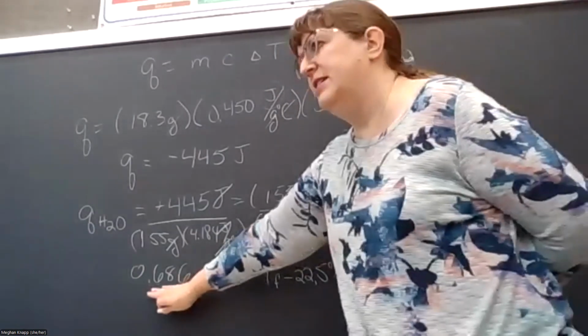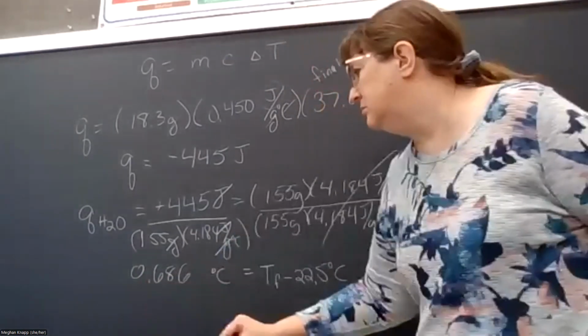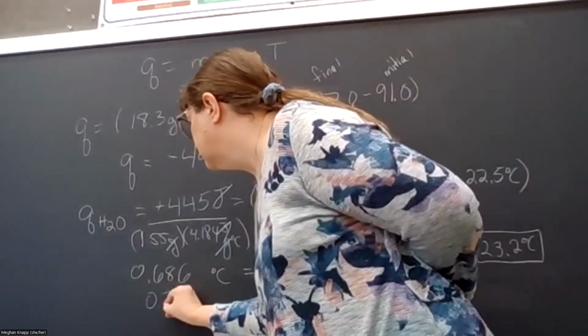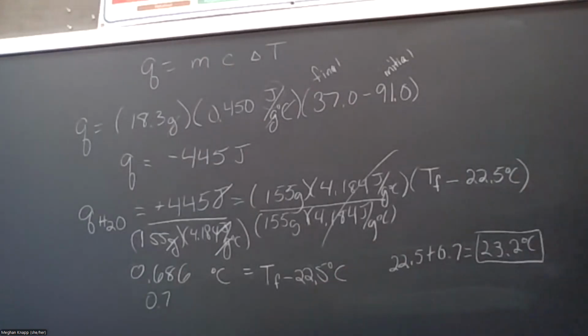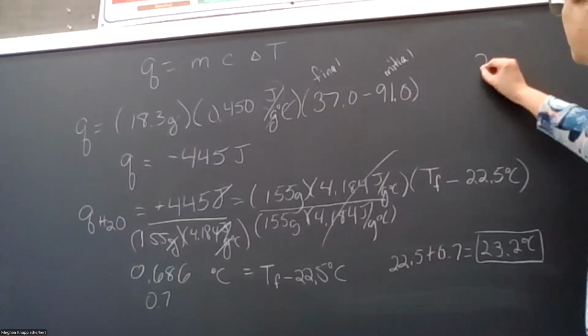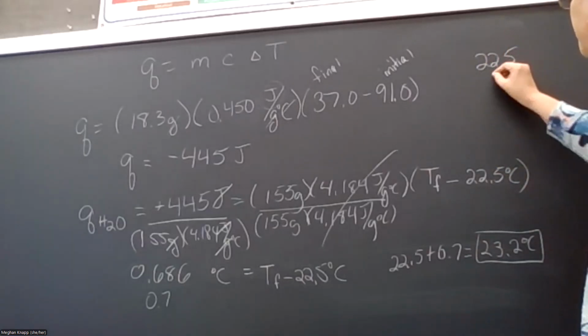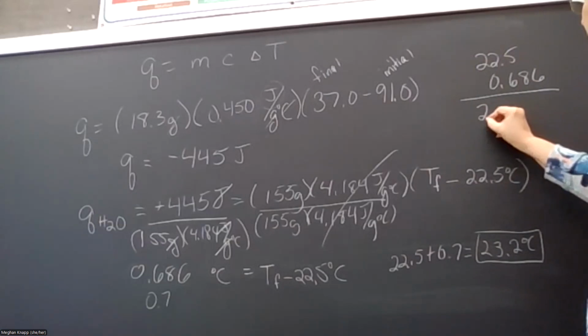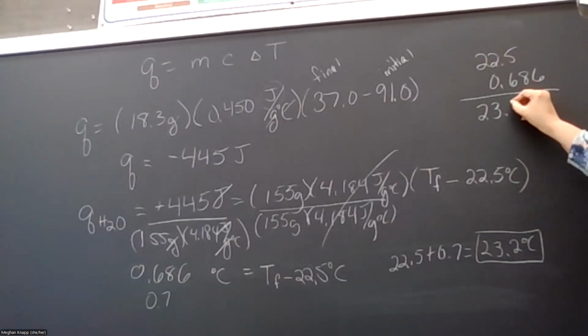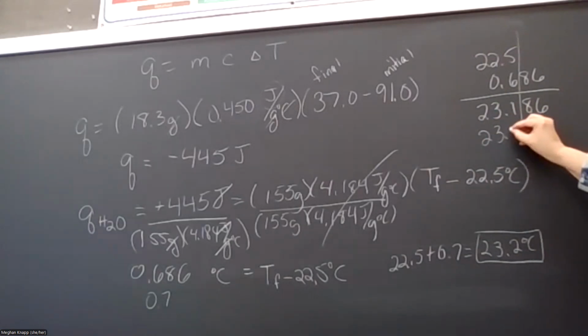I rounded this to one place past the decimal, because I only have one place past the decimal here. Or you can think of it as 22.5 plus 0.686. Add that together. What's that? 23.186. And then our rounding rules say I have to round to this digit, which gives me 23.2. Either way.